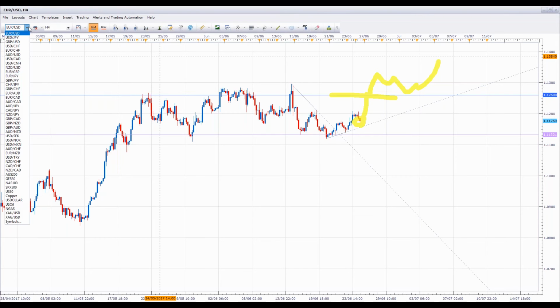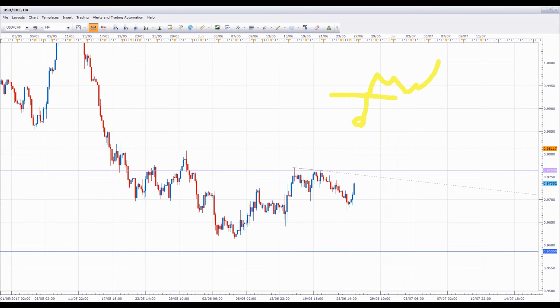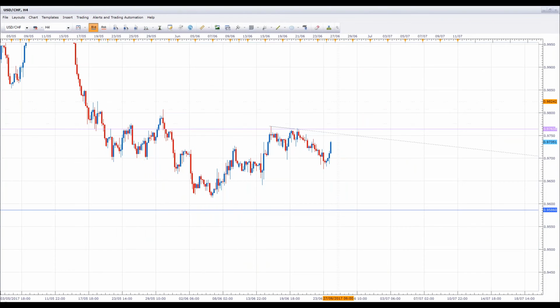The next opportunity we're going to look at is the US dollar franc. Now the US dollar franc, as you can see, it is again in between two support and resistance areas. We have the top over here of the accumulation zone at the 97638, and we also have a bottom over here, as you can see, which is where it bounced from this morning.